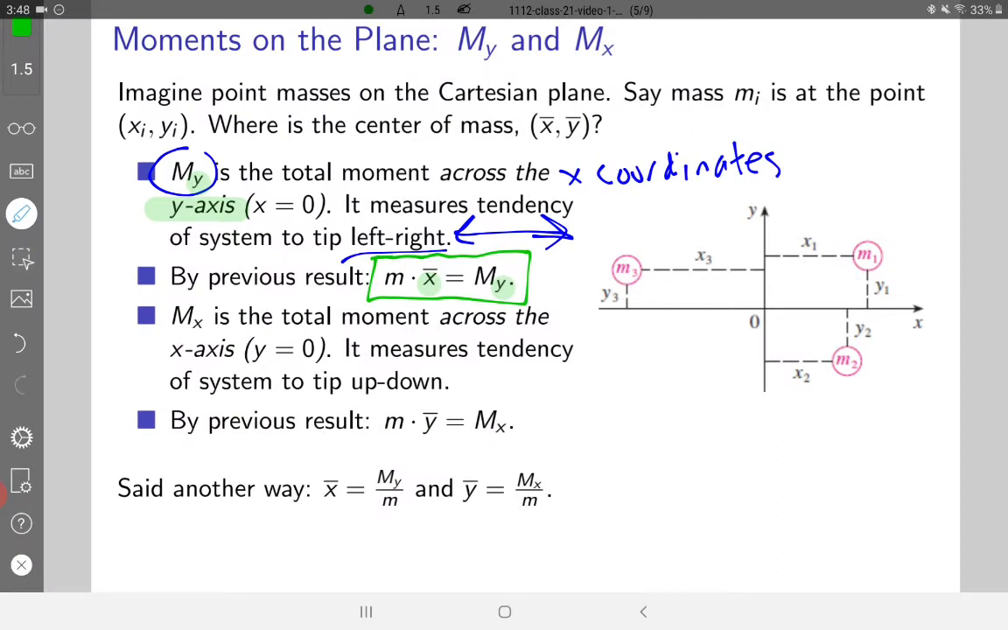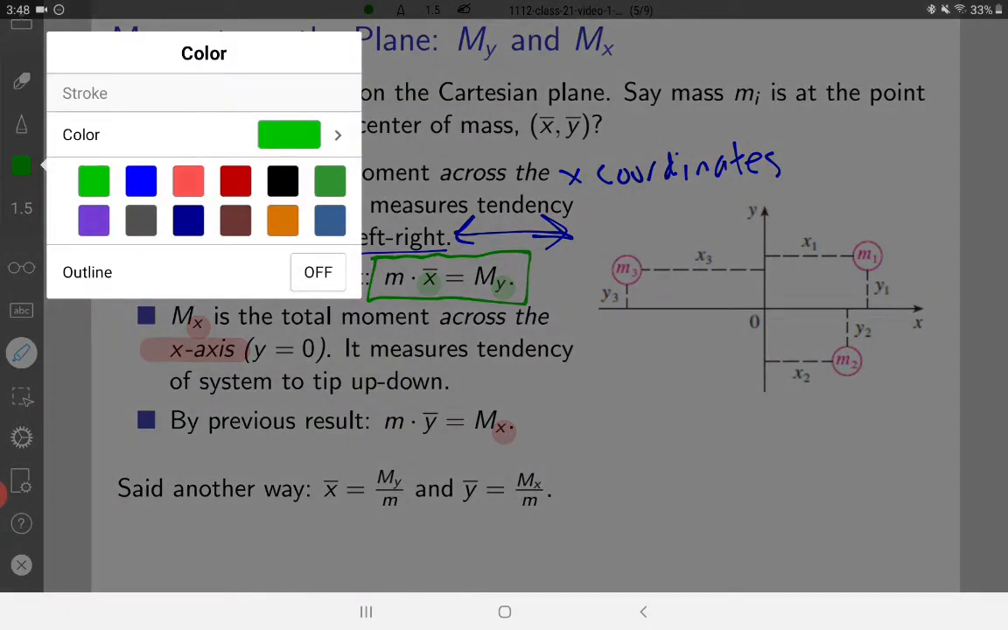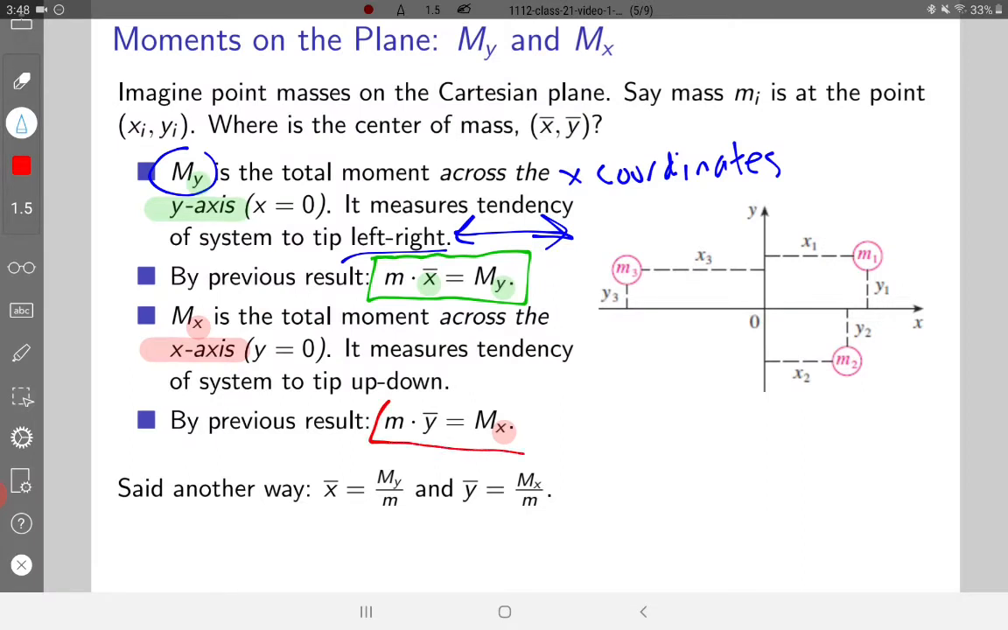And very similarly, let's talk about m sub x, the total moment across the x-axis. Imagine doing all of the same discussion we were just doing, but kind of rotate your screen 90 degrees, look at this by talking about y-coordinates and measuring their tendency to tip across this horizontal line, the x-axis, the y equals 0 line.